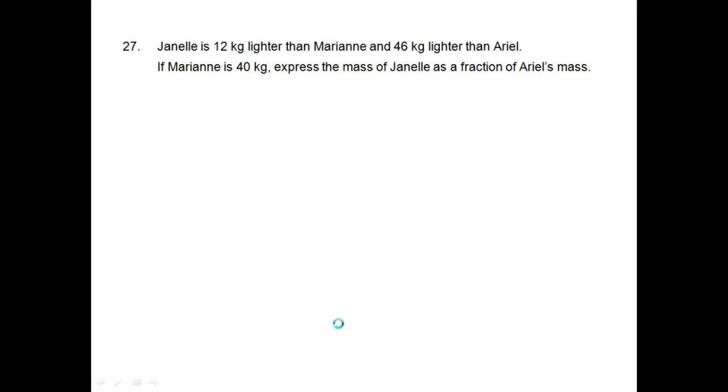Janelle is 12 kilograms lighter than Mary Ann and 46 kilograms lighter than Ariel. So help us to understand this. We can draw our model. So Janelle is lighter than Mary Ann.